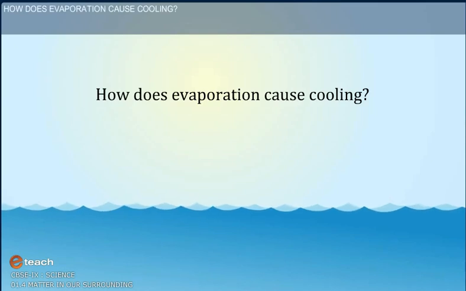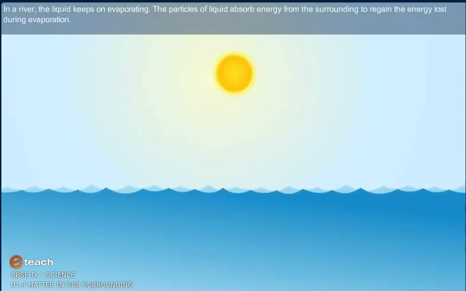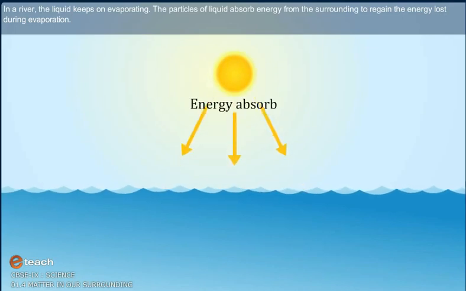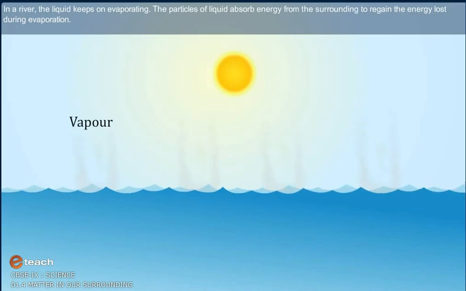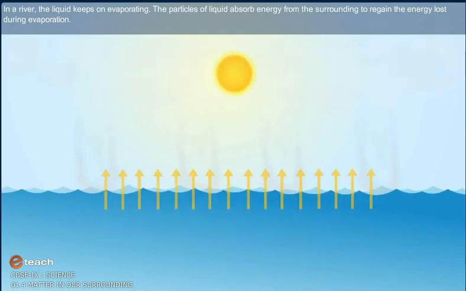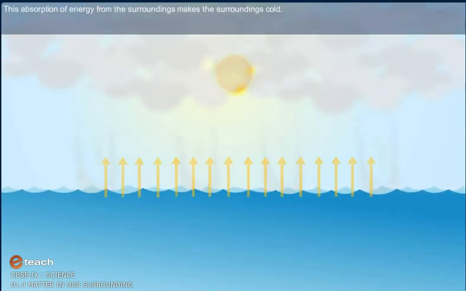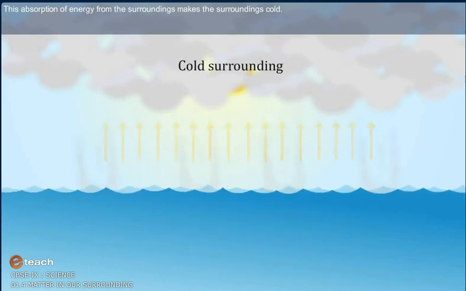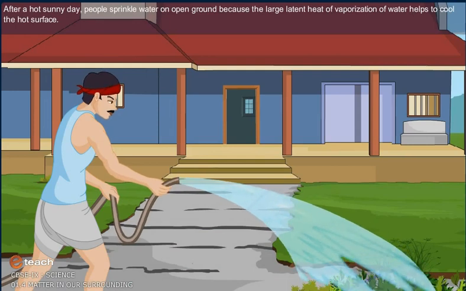How does evaporation cause cooling? In the river, the liquid keeps on evaporating. The particles of liquid absorb energy from the surrounding to regain the energy lost during evaporation. This absorption of energy from the surroundings makes the surroundings cold. After a hot sunny day, people sprinkle water on open ground because the large latent heat of vaporization of water helps to cool the hot surface.